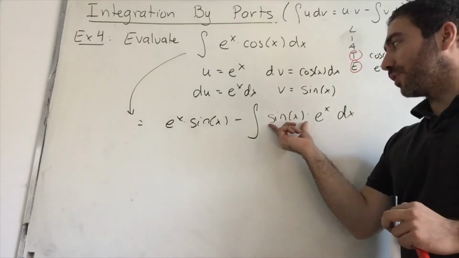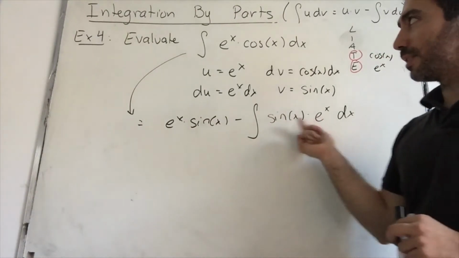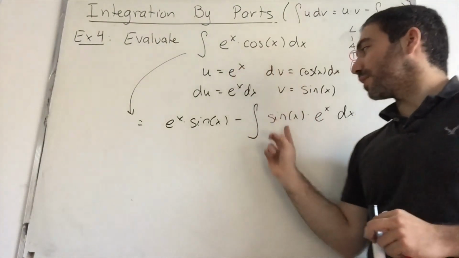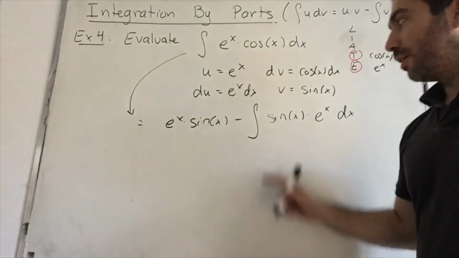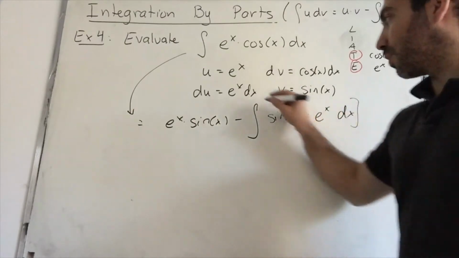Okay, but this is an issue. We again have a trig function, sine times e to the x, similar to what we started with, but instead of cos now we have a sine. How do we deal with it? Well, we have to use integration by parts. Again, we're just going to focus on this integral over here in square brackets.